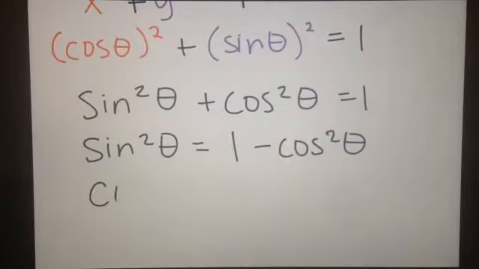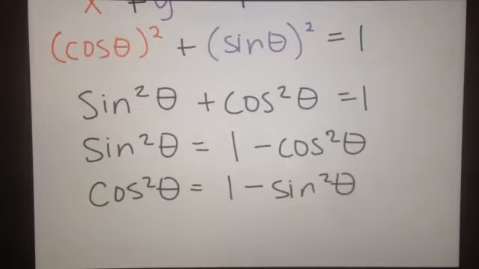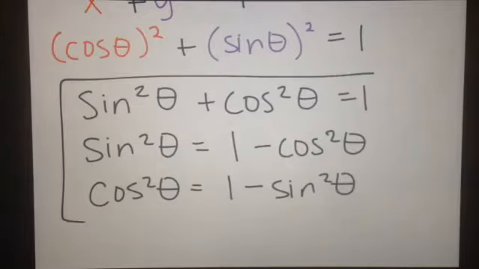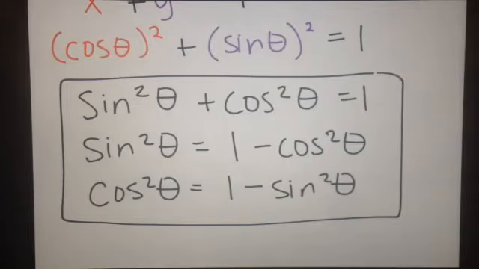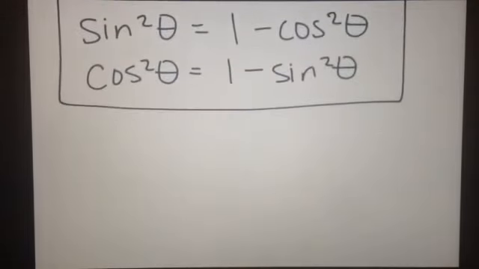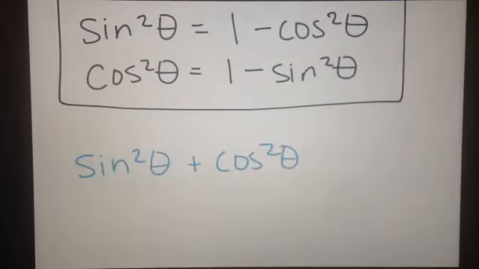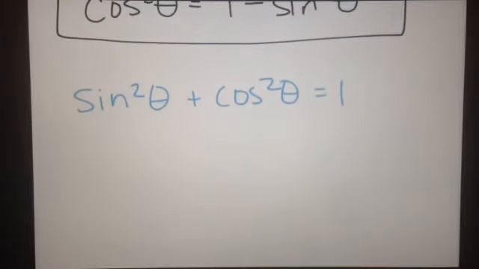And they'll also say cos squared theta is the same as 1 minus sine squared theta. So those are all good identities to remember. All right, now in line with that, you can take this identity and you can manipulate it a little bit. So I'm going to rewrite this out, and we're going to manipulate it, and I'm going to show you something.